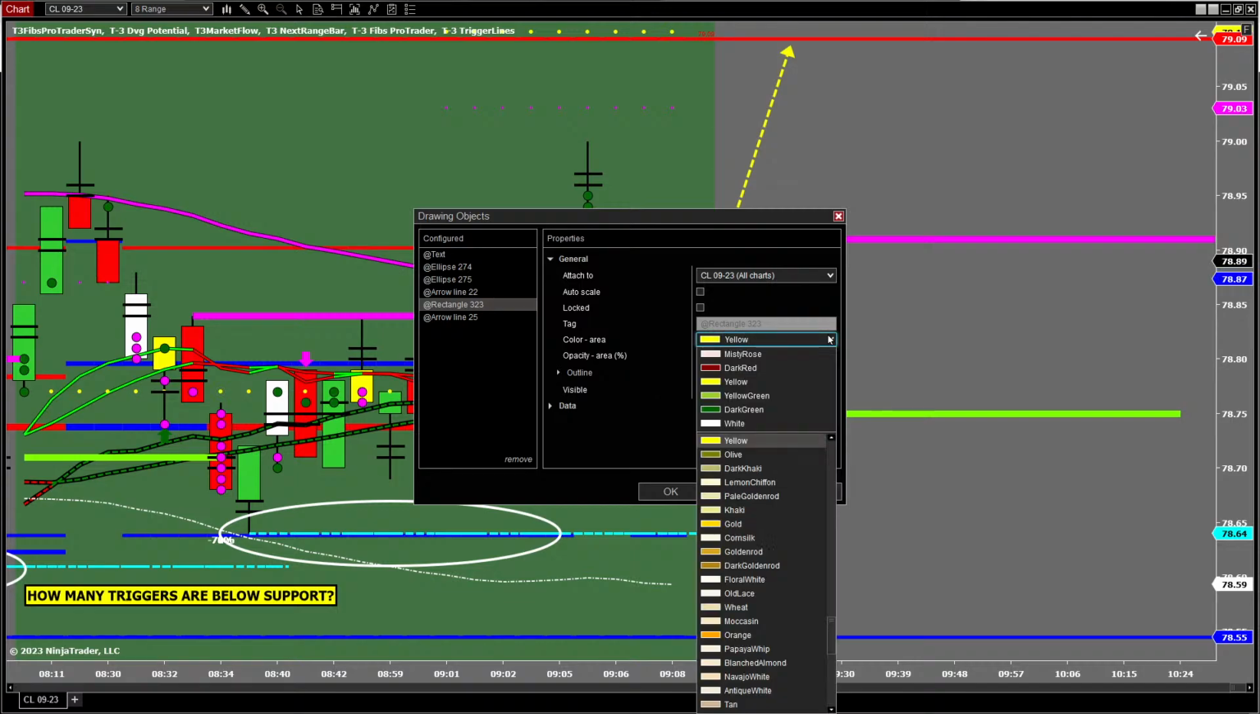So let's do some color. Let's do some color fun here. Come on, why the heck are my colors not moving for me?